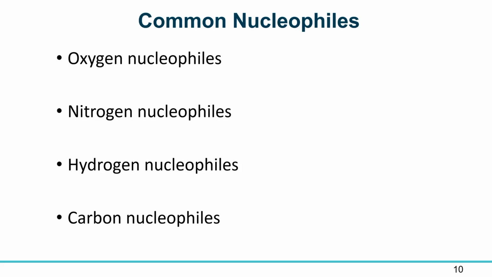In the remainder of this unit, you'll be exploring some common nucleophiles which favor nucleophilic addition to carbonyls, including some very important examples of oxygen nucleophiles, nitrogen nucleophiles, hydrogen nucleophiles, and carbon nucleophiles.